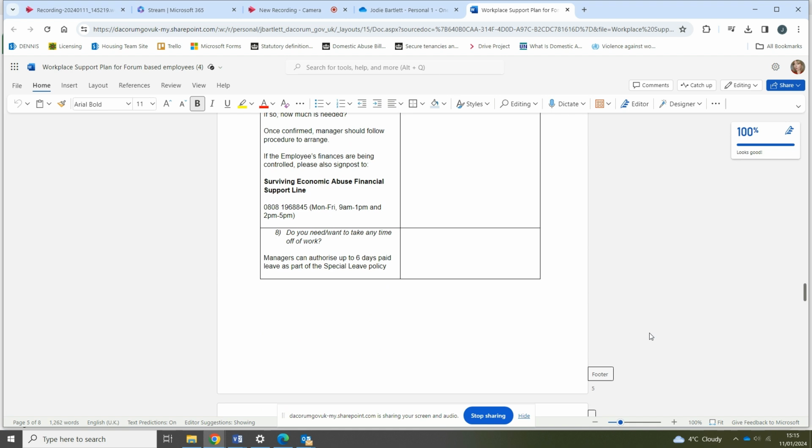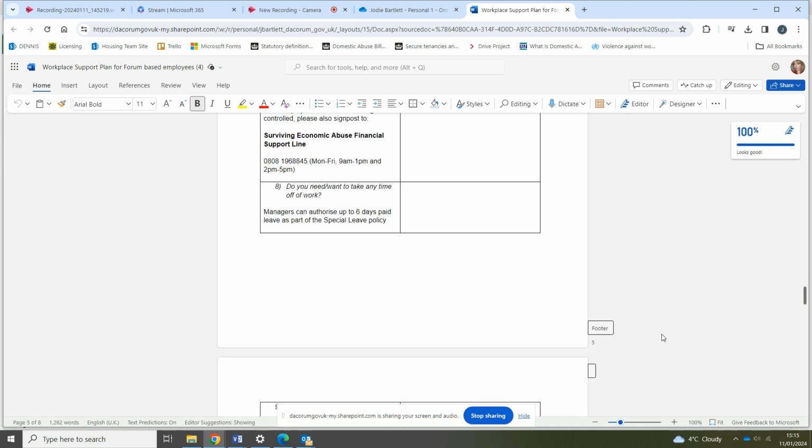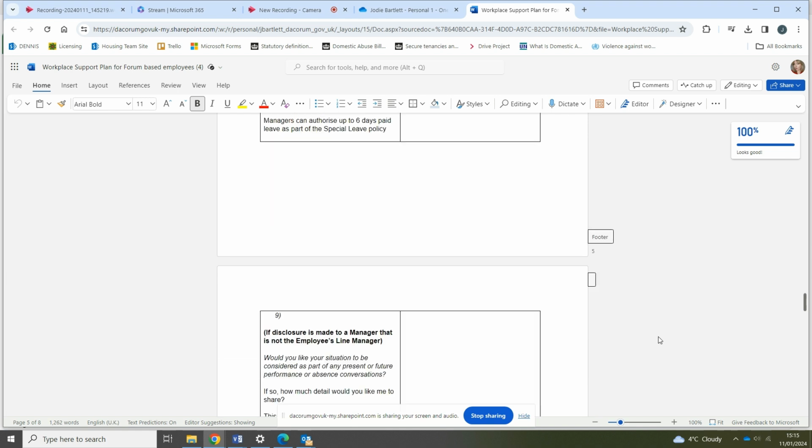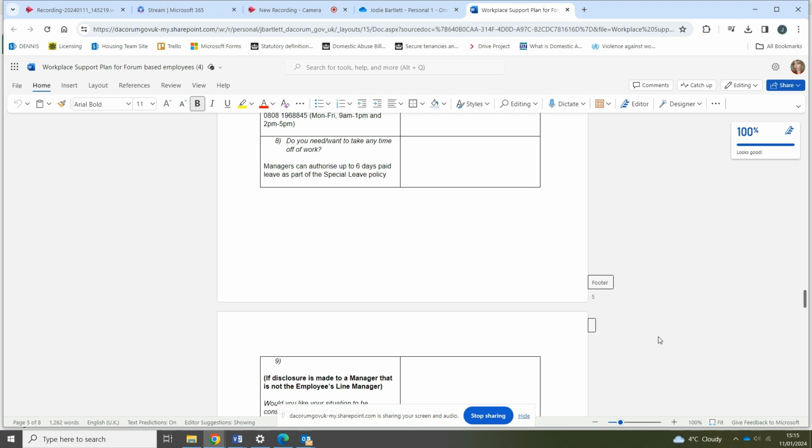It's also worth bearing in mind that if there is any indication of financial difficulty, then there are really great resources out there to support victims with that, such as Surviving Economic Abuse, and their contact details are listed there. They can provide excellent support with advice on legal measures, divorces, and any other kind of financial measures associated with abuse. We've also put in place an additional exception to the special leave policy, which entitles employees who are victims of domestic abuse to an additional up to 6 days paid leave as part of the special leave policy. Again, that can be arranged directly through contacting HR.